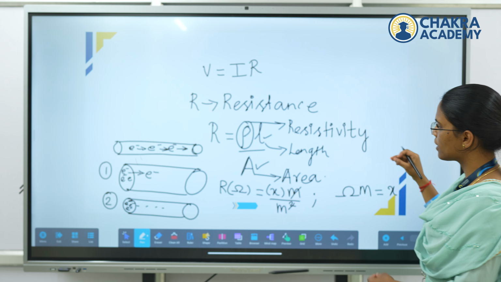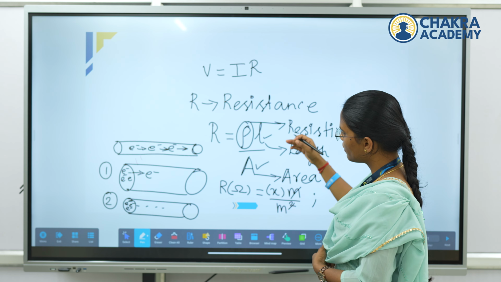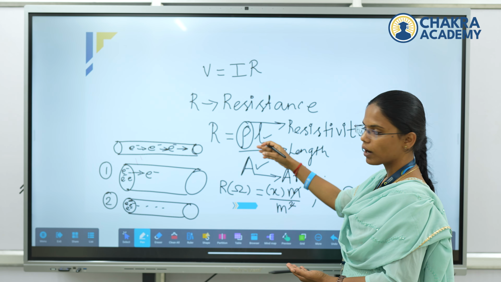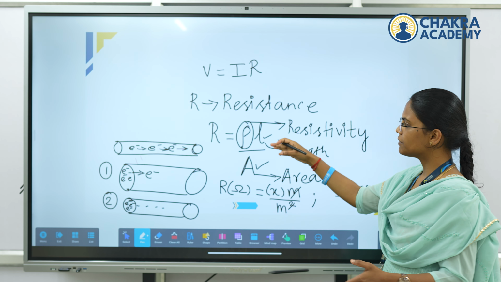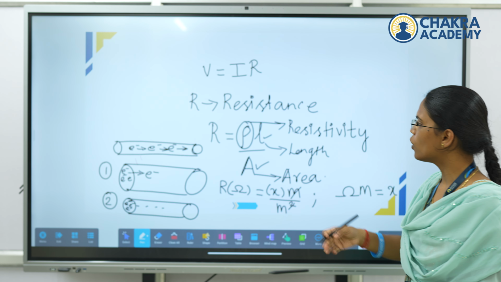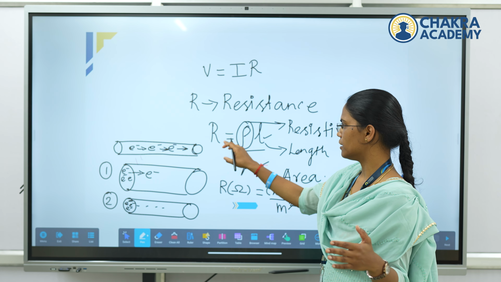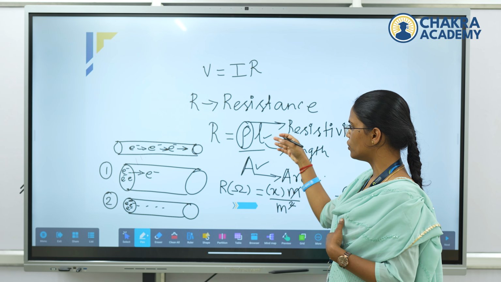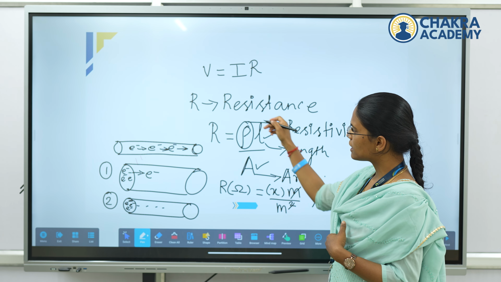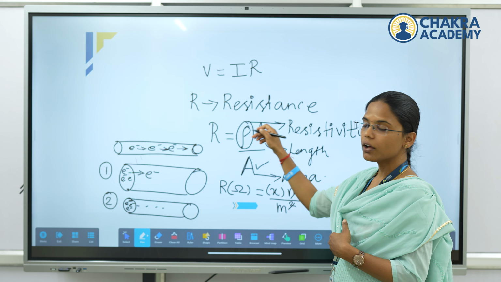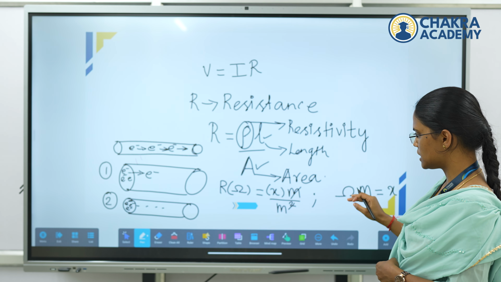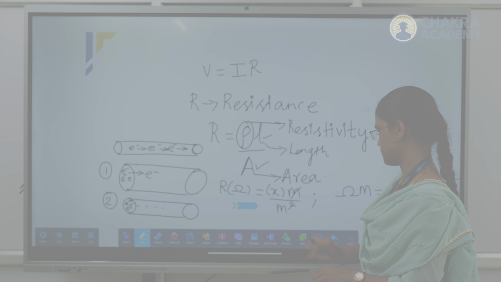So when we know basic quantities, we can try to find the SI unit of unknown quantities like resistivity, because resistivity is something we are unfamiliar with, right? We are familiar with resistance, and we know the units of length, area and all. So resistivity is something new to us, so we try to find the unit of resistivity from the known quantities like this. Next.